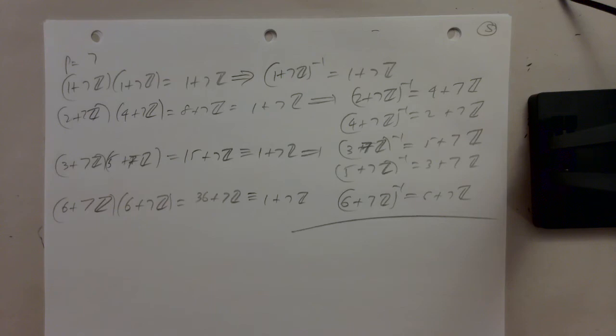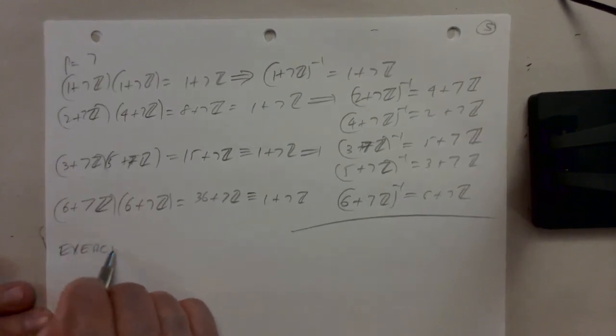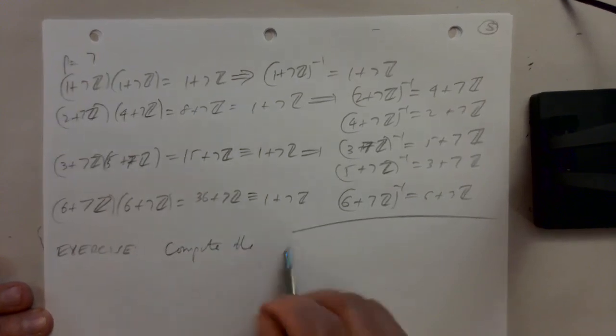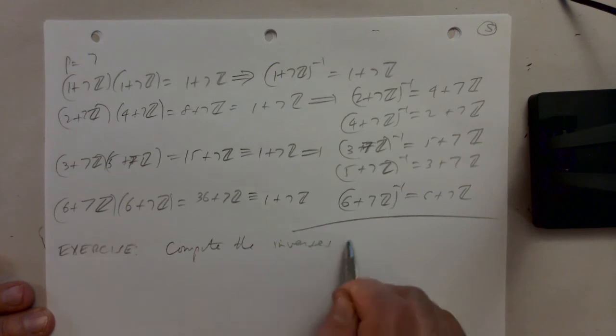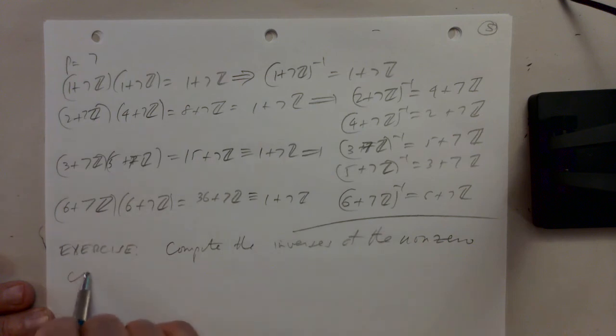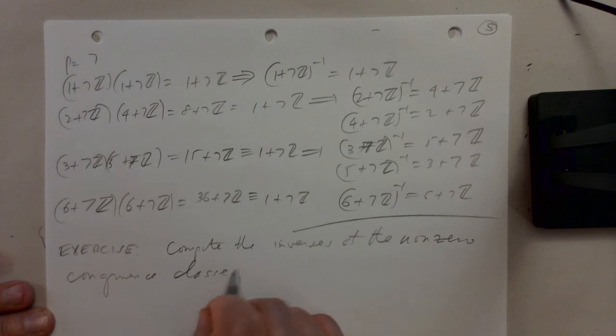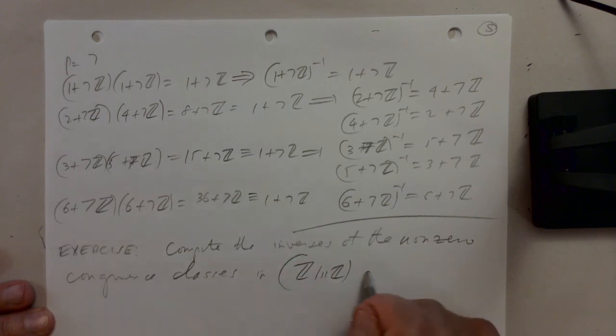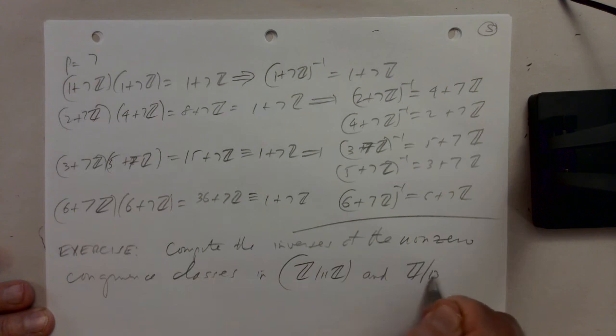Very nice examples. As an exercise, you might compute the inverses of the non-zero congruence classes for the next two primes, Z mod 11Z and Z mod 13Z.